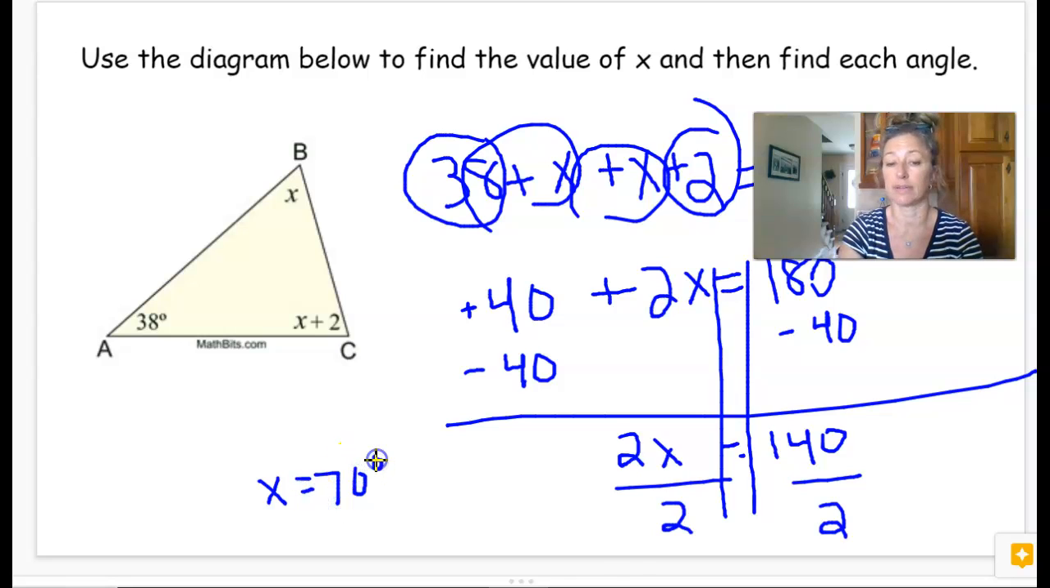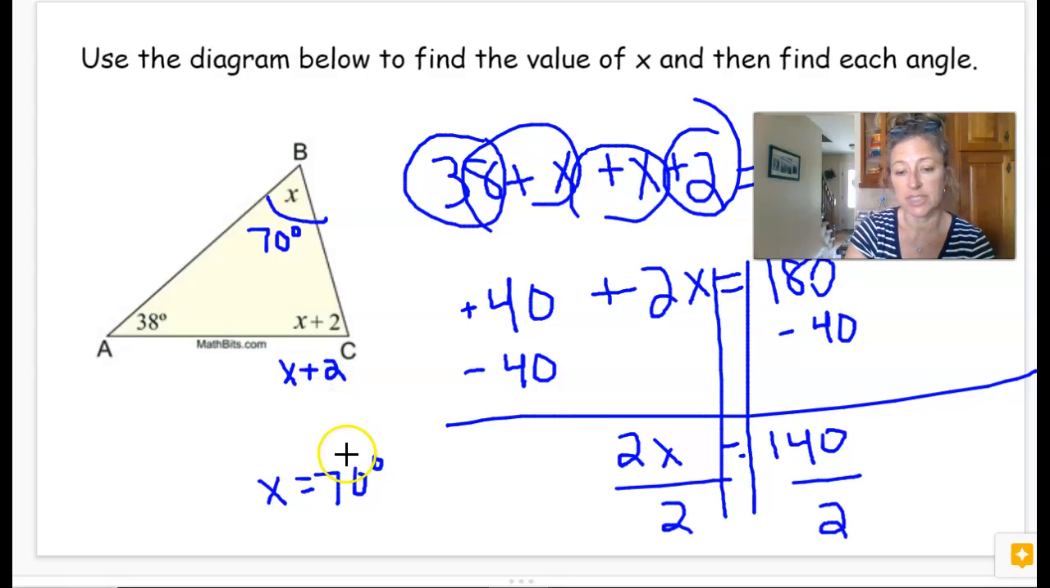We are not done. That did not finish the question. All right, so I know B is also 70 degrees because it's just 1x. But C is x plus 2. So whatever I need to do is substitute 70 in for x. 70 plus 2, 72.